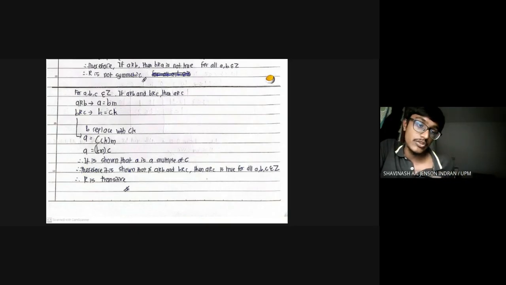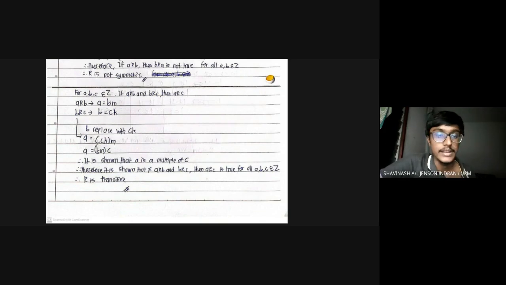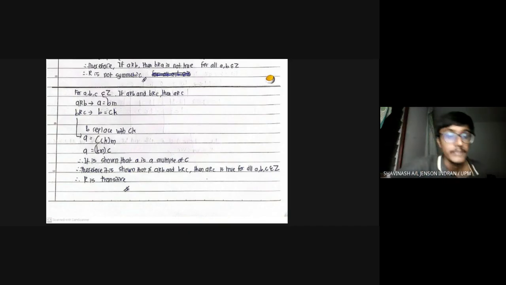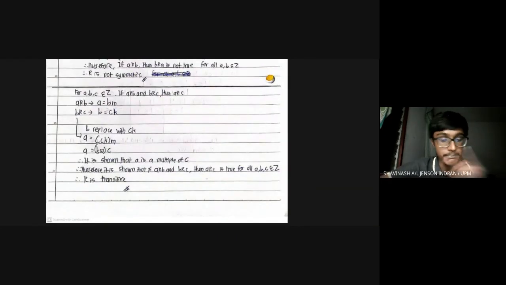Okay, for transitive, we can use the algebra method, for example substitution and properties. We need to show that if A R B, meaning A is a multiple of B, then B times any whole integer gives A. So we assume the integer is M: A equals BM. Same goes for B R C: B equals CK, where C times an integer K gives B. Since B appears in both, we replace B with CK. So A equals CKM. We separate the C and bring the M into the bracket: KMC.